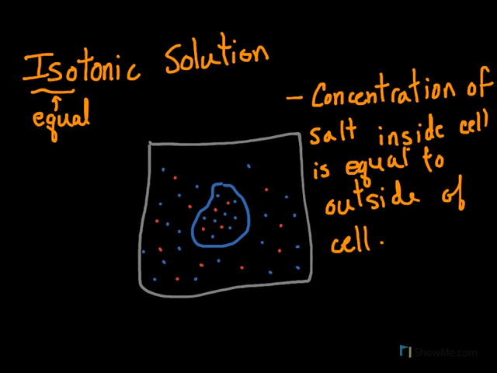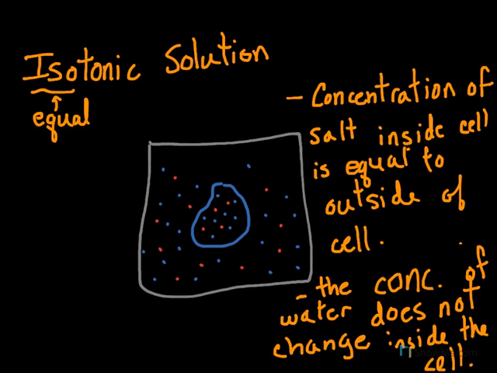As you guessed it, there should not be any overall movement of water. Yes, water will be moving both in and out of the cell. It will happen in equal amounts. So there's no gain or loss of water for the cell. Okay, so in an isotonic solution, since the concentrations of salt are equal on both the inside and outside of the cell, the concentration of water does not change inside the cell. It remains the same.